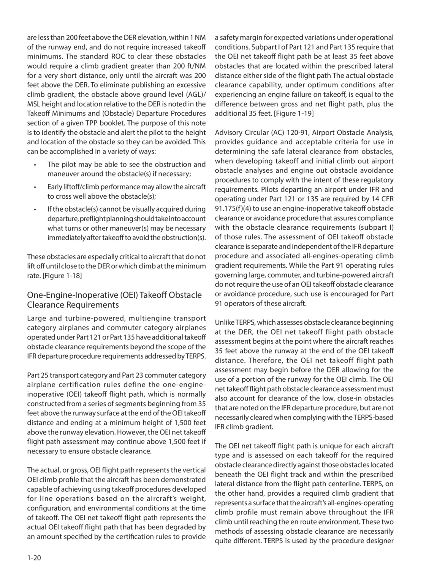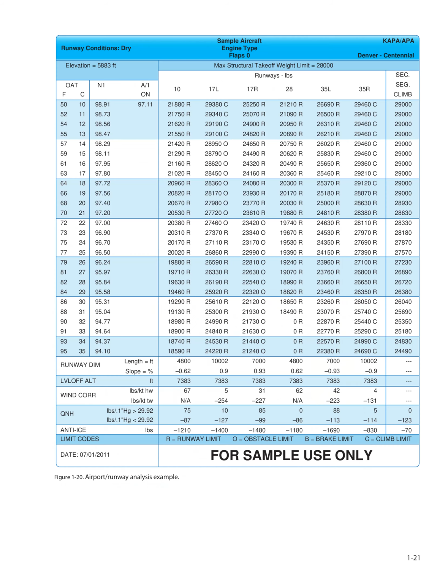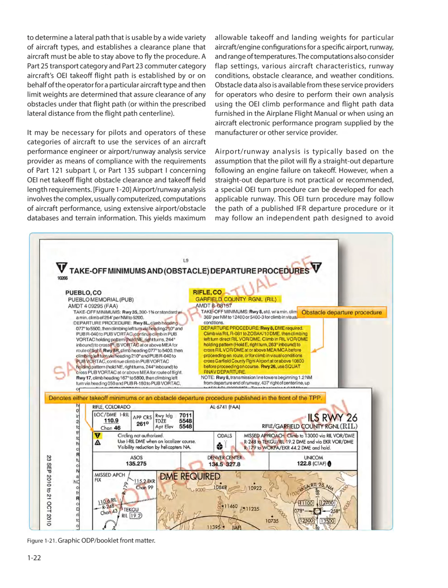These two methods of assessing obstacle clearance are necessarily quite different. TERPs is used by the procedure designer to determine a lateral path that is usable by a wide variety of aircraft types, and establishes a clearance plane that aircraft must be able to stay above to fly the procedure.